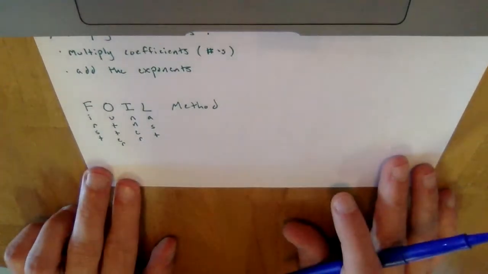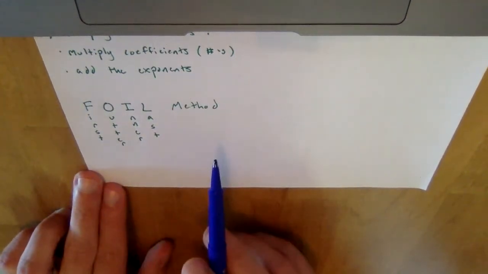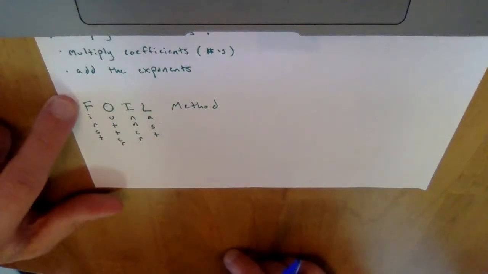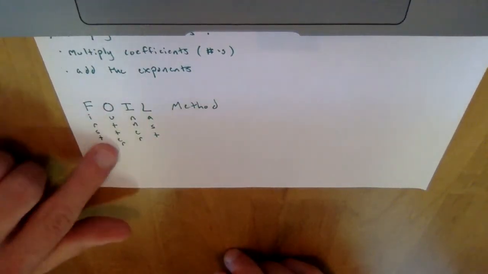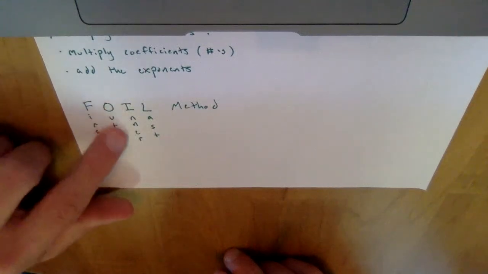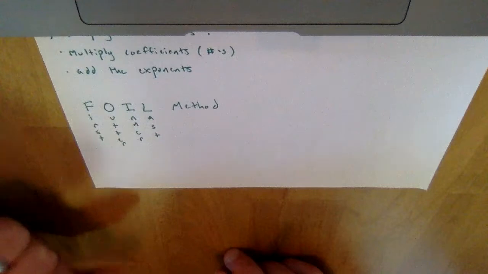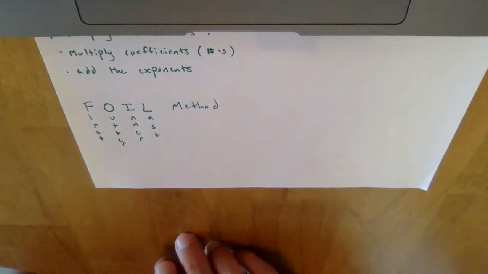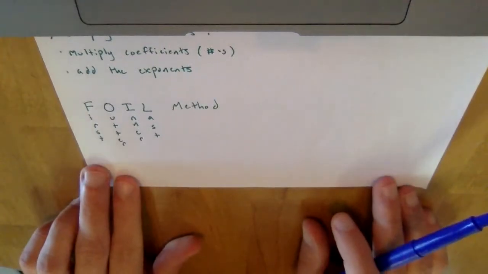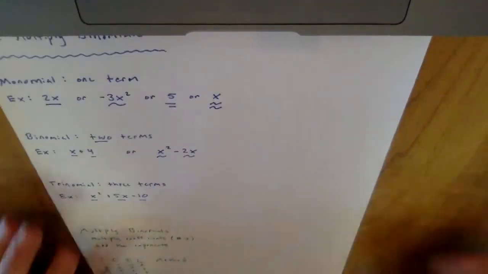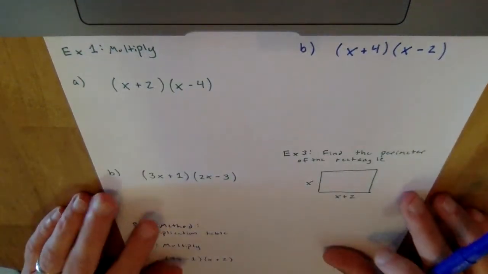The first method we're going to look at is called FOIL. So you can jot this down real quick. It's the FOIL method, and that's an acronym. The F in FOIL stands for first, the O stands for outer, the I stands for inner, and the L stands for last. So you can jot that down and we'll talk about what that means here on this first example. So we'll take a look here at the first example.